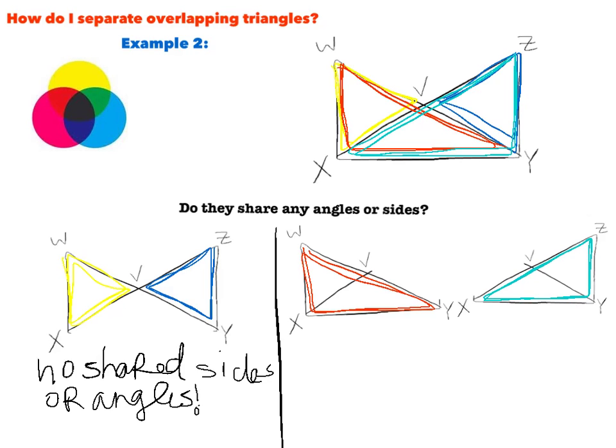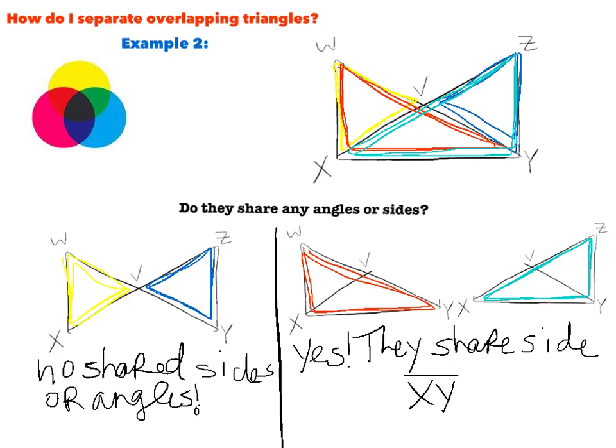Now for these two triangles, we're comparing red and light blue, and the question is, do they share any sides or angles? So again, you're looking at, do you see red or light blue in any location where they overlap? When I look at this picture, I see that from X to Y, they share red and light blue. That means that these triangles, yes, they do share an angle or side. They share side or segment XY. So if I were writing a proof, I could say that XY is congruent to XY. I could get a side from that.